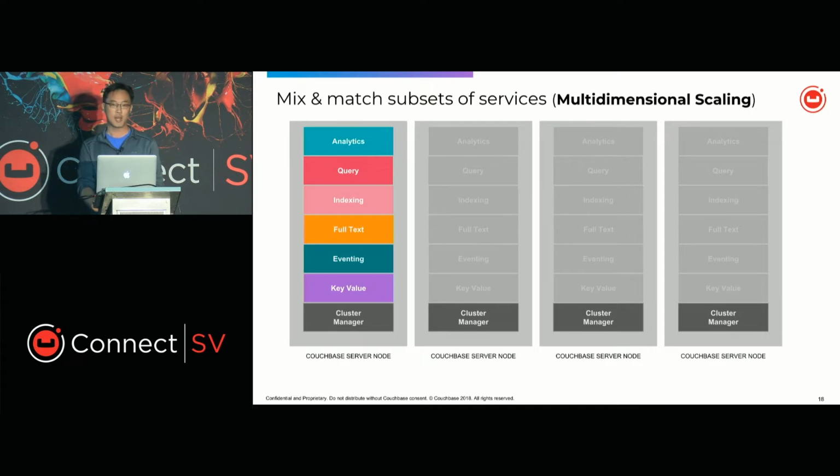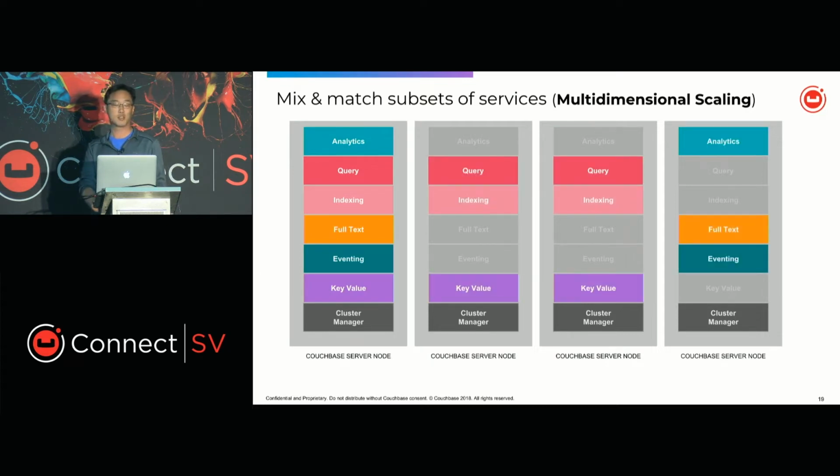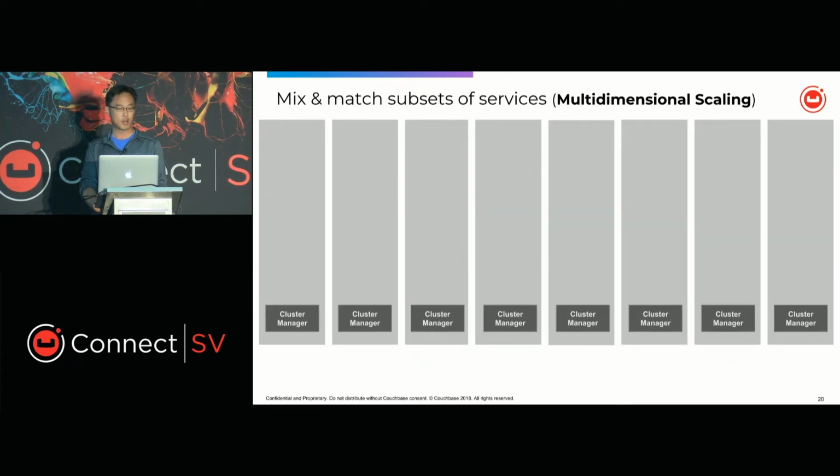But you can actually mix and match, and you can configure all the different nodes to run different subsets of the services. You could say, oh, I want 3 nodes to run this purple key value stuff, and I want 2 nodes to run the analytics. And so you could control how you want to dedicate the resources in your cluster to Couchbase. So that's one way of doing it.